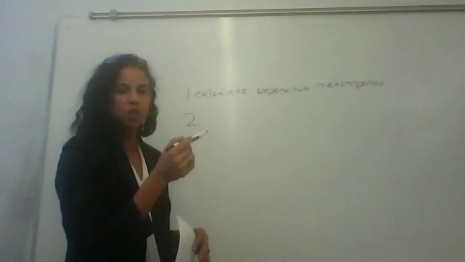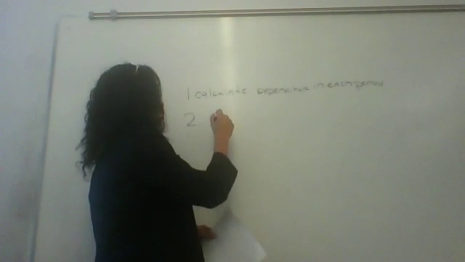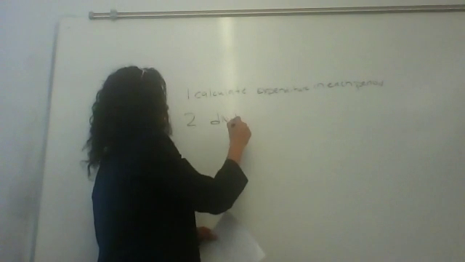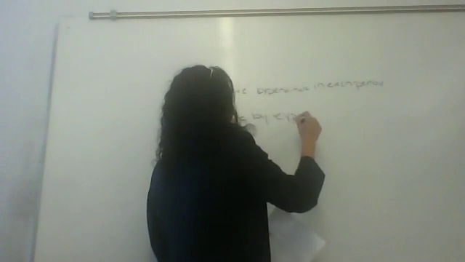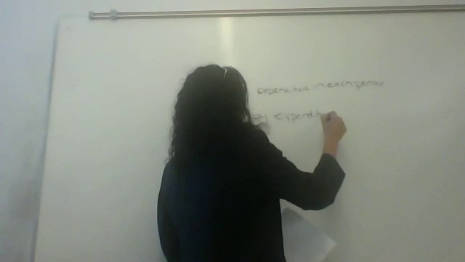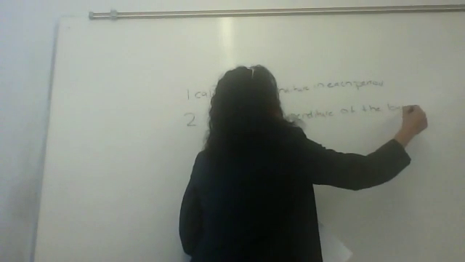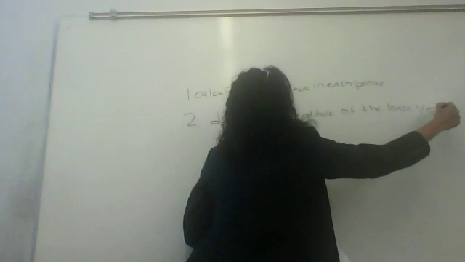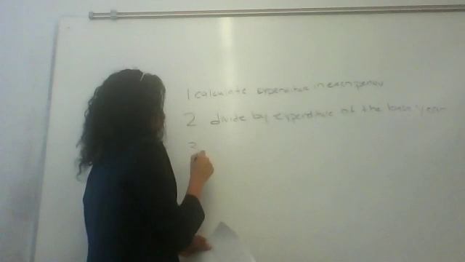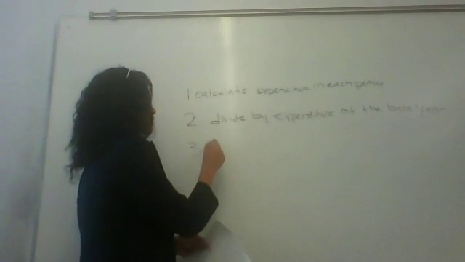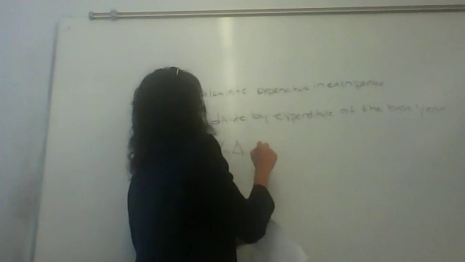Sometimes it's given. If it tells you the base year, then you want to take the expenditure in every single year and you want to divide everything by the expenditure of the base year. This will give you your index. Then in order to calculate the inflation rate, you're then going to do a percentage change between the indices.